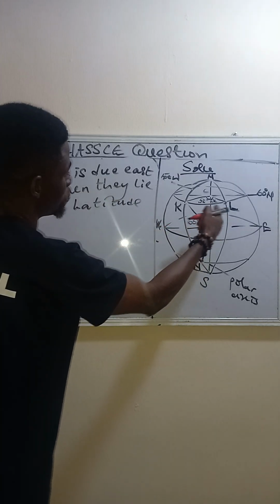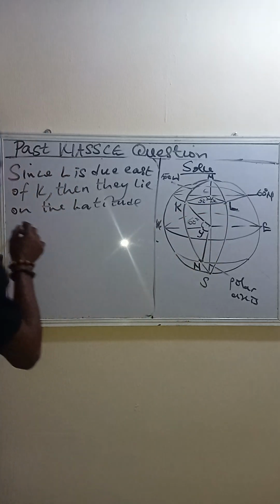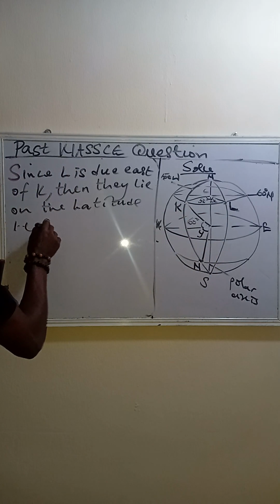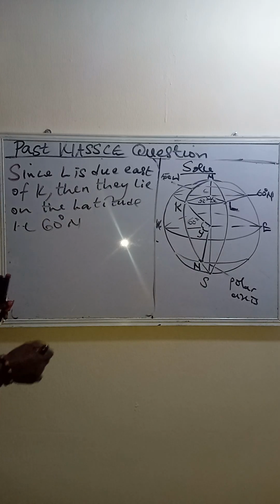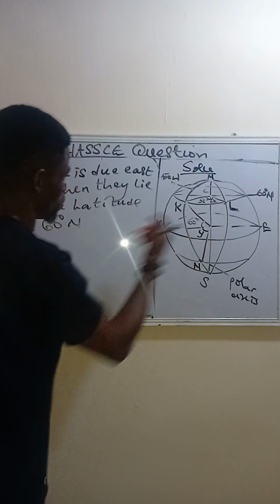Since L is due east of K, it means that both of them lie on the same latitude. That is 60° north. Okay? Then what else again? We have to calculate the longitude of L.